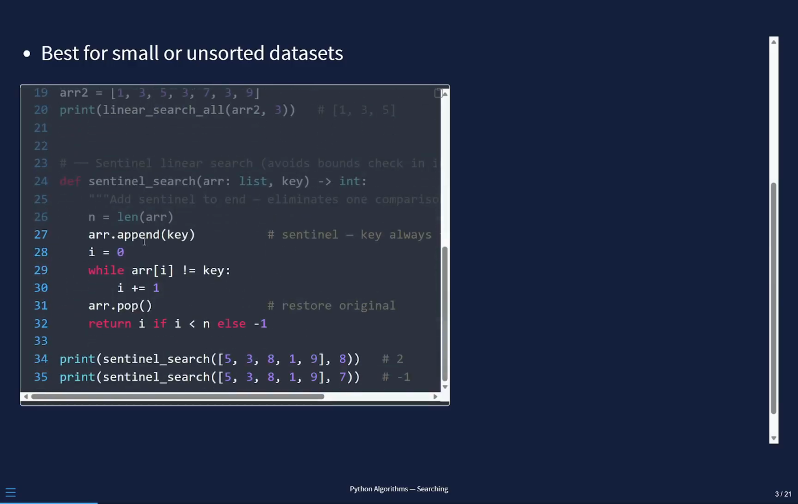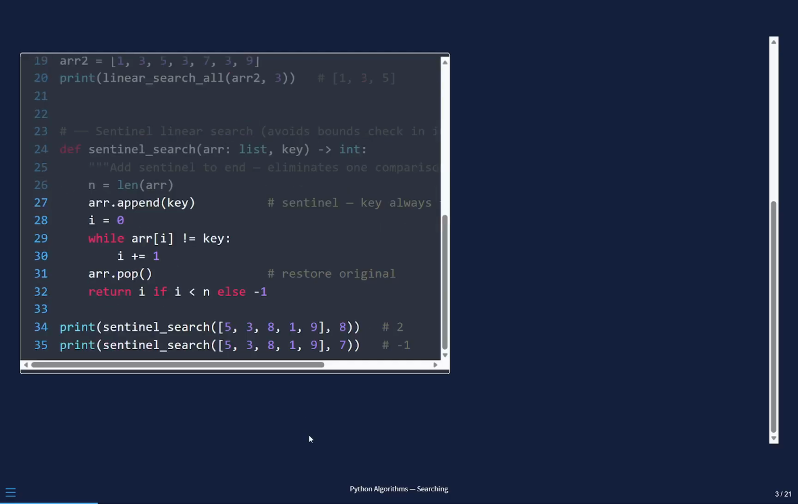Sentinel search is a micro-optimization. Normally the inner loop checks 2 conditions: has i reached the end, and does the current element match? By appending the key itself to the end of the array before scanning, we guarantee the key is always found eventually, eliminating the bounds check. That's 1 fewer comparison per iteration. On modern CPUs, the difference is marginal, but the technique shows up in textbooks and is worth knowing.